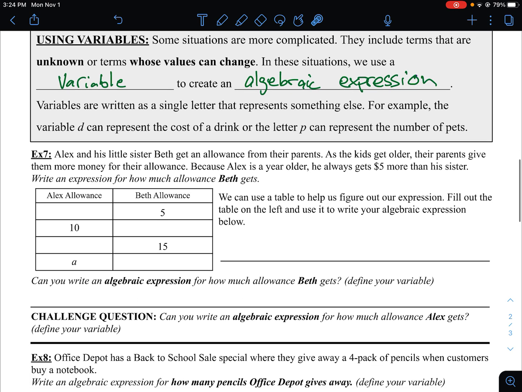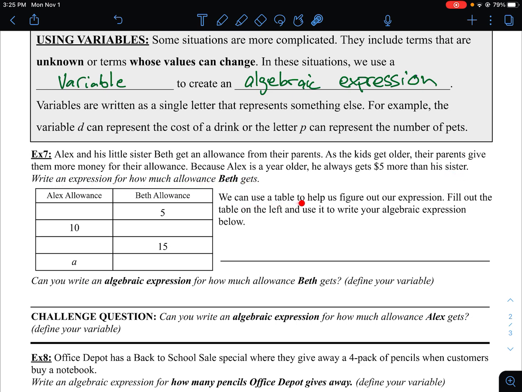So let's take a look at some examples. Alex and his little sister Beth get an allowance from their parents. As the kids get older, their parents give them more money for their allowance. Because Alex is a year older, he always gets $5 more than his sister. Write an expression for how much allowance Beth gets.